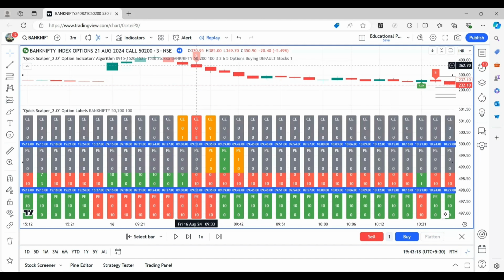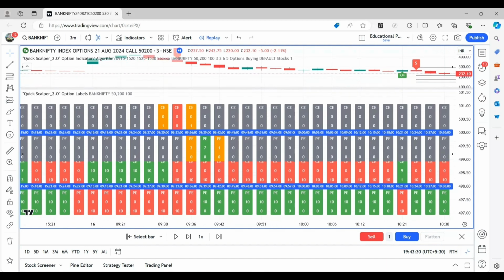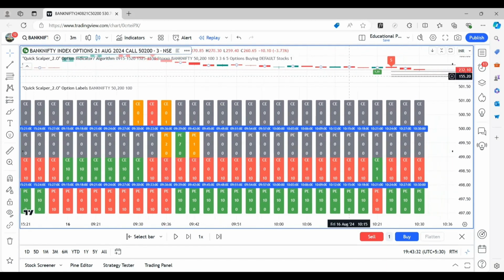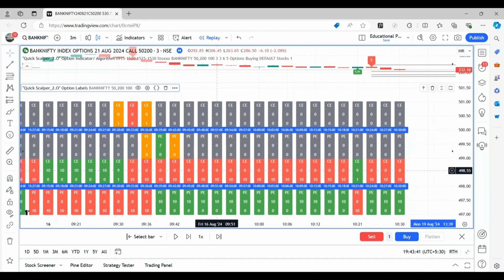Once the signal comes for sell in the call option, then in the put option you will see the buy signal also. At that time you can take the entry. This is the basic condition to take the entry, and step by step we will see how the exit happens. Here in all the candles you can see the sellers are in pressure.